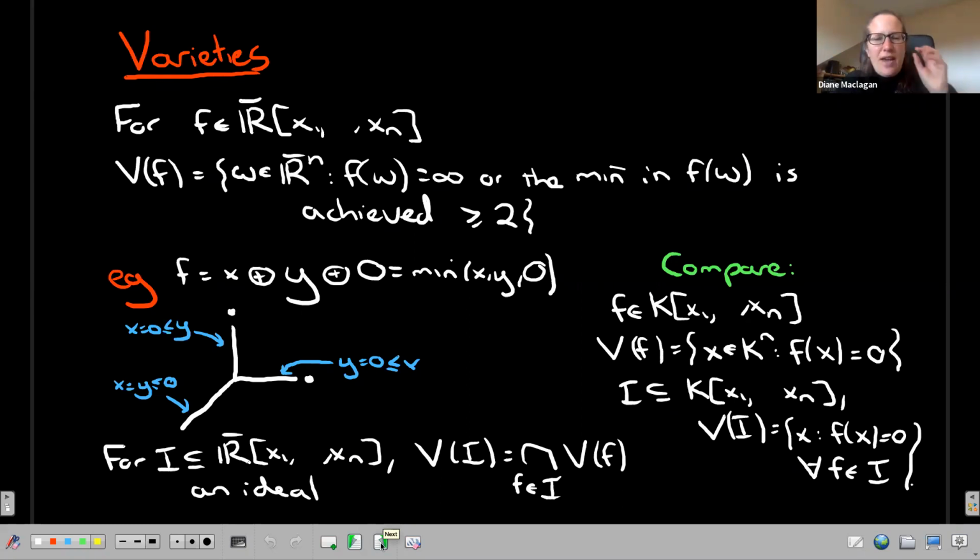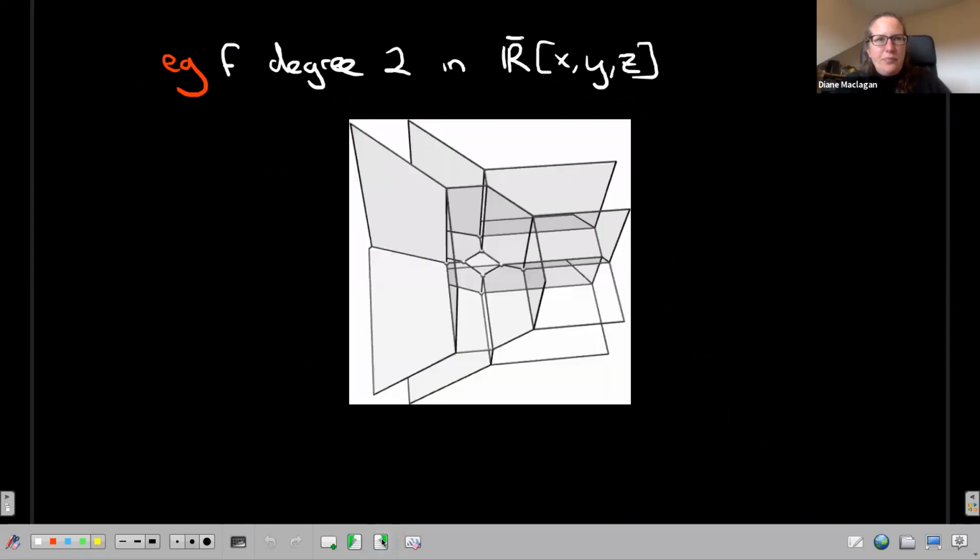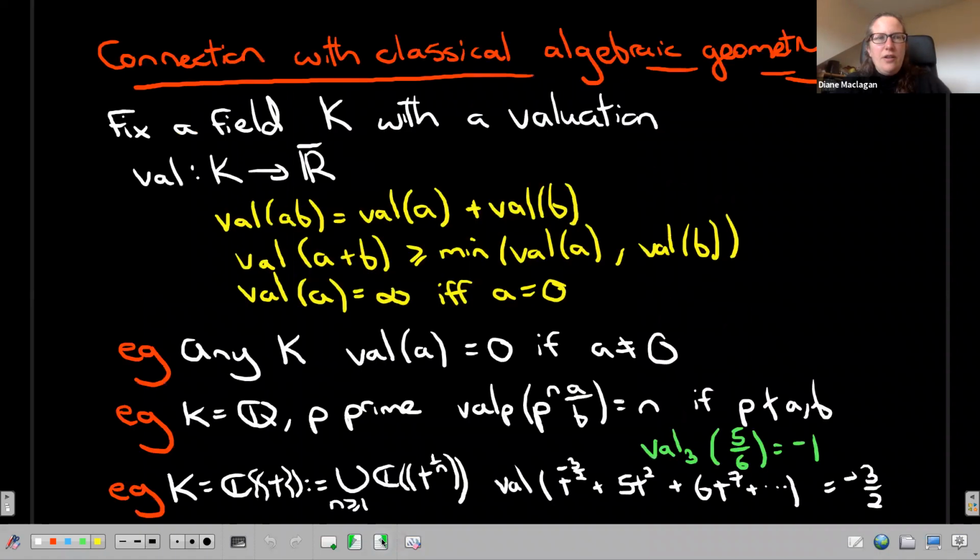Some of our tropical stuff actually naturally lives in the algebraic torus, so not affine space or projective space. Okay, so far I've just given you this game. I've redefined arithmetic and I've given you a game. Let me give you the connection with usual algebraic geometry.